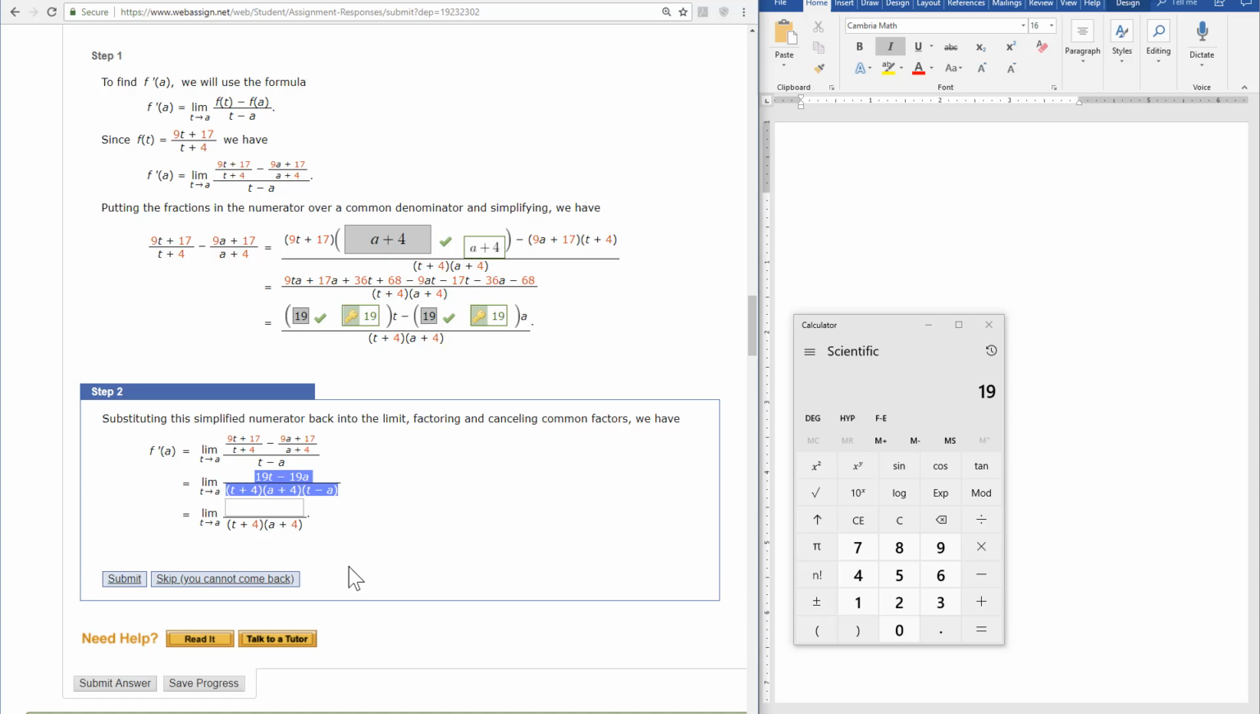Okay, so what they're going to do now is they're going to cancel. After we take a look at this numerator, we see that there's a 19 in common. We can factor out a 19. We get t minus a, and there's a t minus a here as well. So we're going to cancel the t minus a in the numerator, and we'll be left with 19, and we'll cancel the t minus a in the denominator. So that will leave us a 19 divided by this big business.